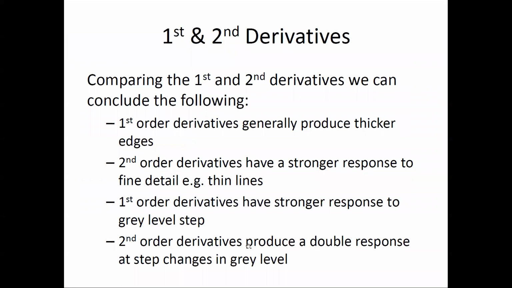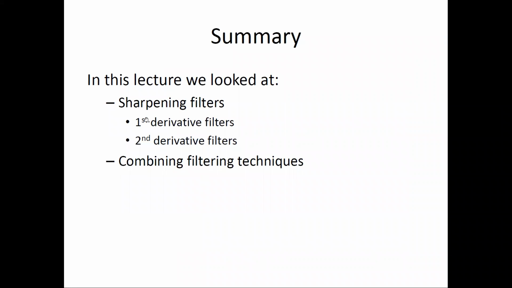So Sobel filters are for edges. First order derivatives generally produce thicker edges, while second order derivatives have a stronger response to finer details or thin lines. First order derivatives have a stronger response to gray level steps, whereas second order derivatives produce a double response at the step of every change in the gray level. To summarize, we have sharpening filters using the first derivative and the second derivative.